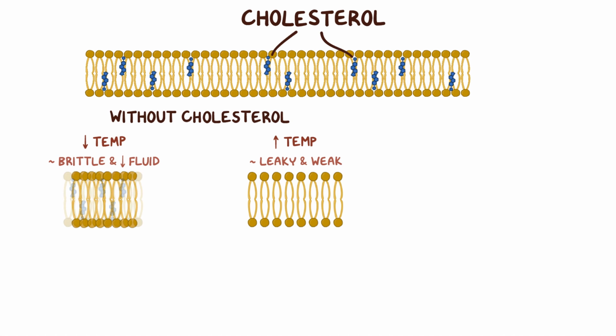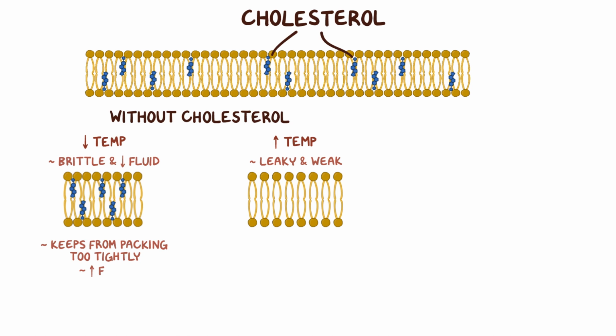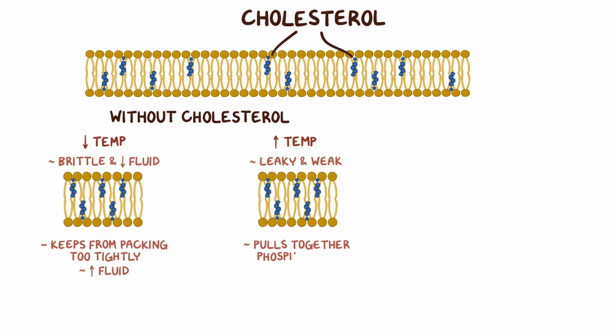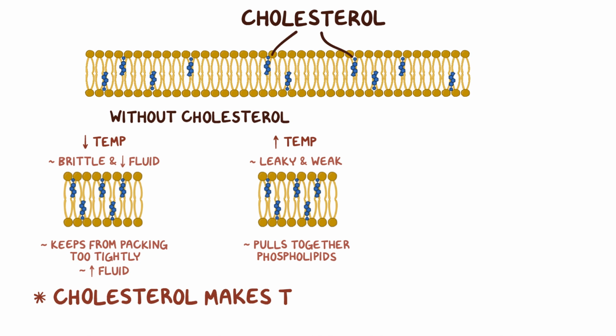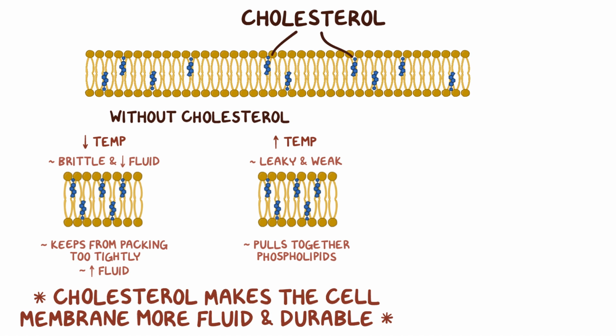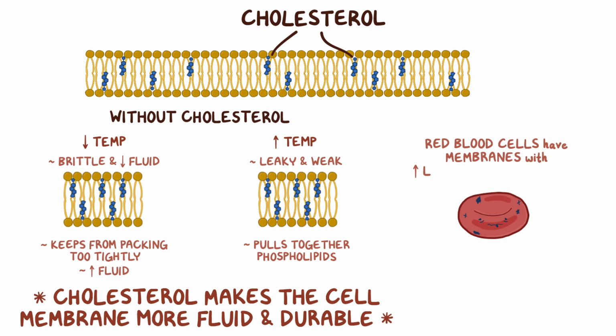At low temperatures, it squeezes in between the phospholipid molecules and keeps them from packing too tightly together to keep the membrane more fluid, and at high temperatures, cholesterol pulls phospholipid molecules together, decreasing the space between them. So good old cholesterol makes the cell membrane fluid and durable no matter what the weather. This is particularly important for cells like red blood cells that have cell membranes that see a lot of wear and tear over time and get exposed to different temperatures. In fact, that's why red blood cells have membranes with even higher levels of cholesterol than normal.